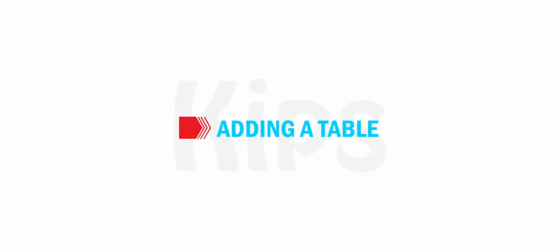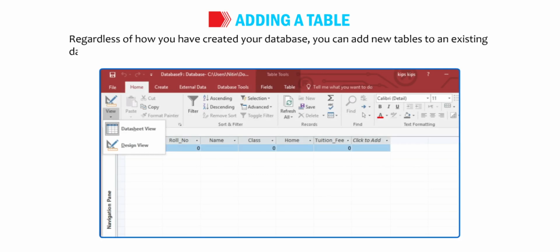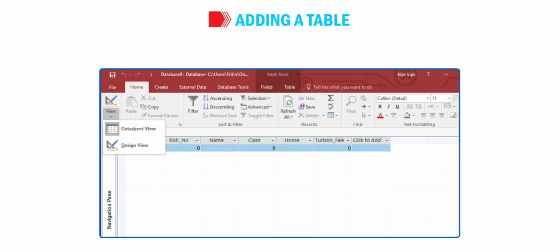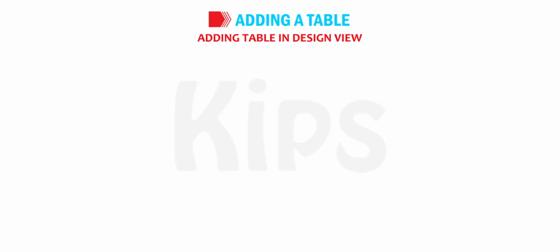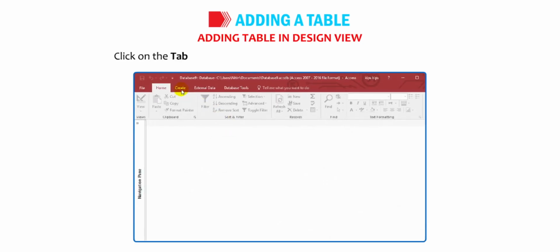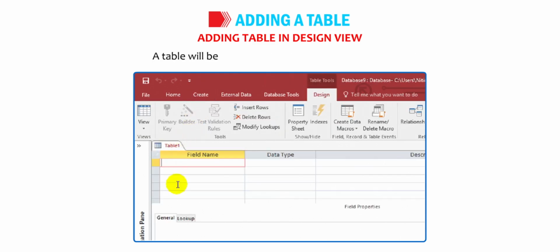Okay, now let us understand how to add a table. Regardless of how you have created your database, you can add new tables to an existing database in various ways. These are adding tables in the Design View, adding tables in the Datasheet View, adding tables using the table templates. Adding table in Design View. Click on the Table Design button on the Create tab in the Tables group. A table will be created and opened in the Design View. Adding fields in Design View.